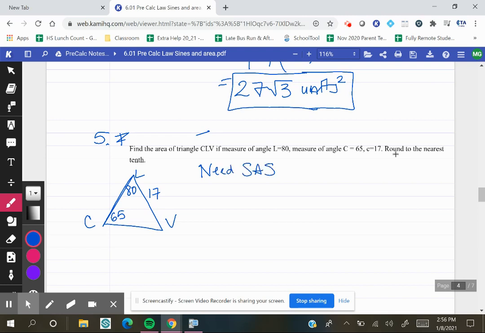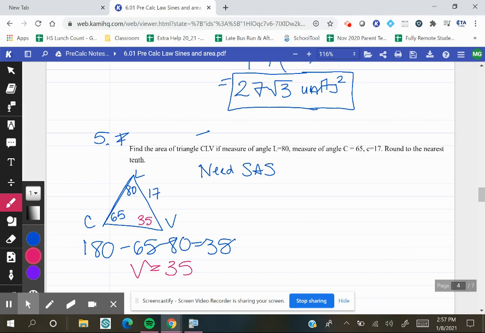So first of all, I see I have 2 out of the 3 angles. So I can pretty easily find my third angle by just subtracting 65 and 80 from 180, and that'll give me 35 degrees. So now I know, and I'll put the new information in pink, 35 degrees is angle V. Okay, now I still don't have side angle side. I need another side. So I either need side L or side V.